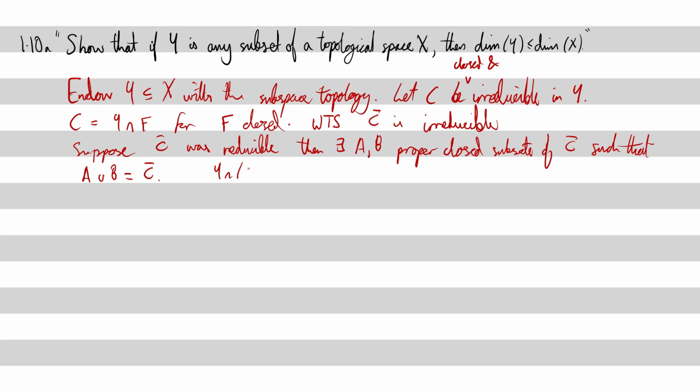Y intersect (A union B) equals Y intersect A union Y intersect B, which equals Y intersect C bar, as C bar contains C, and it equals C. I'm so sorry if you can hear that fly. It really likes my face.